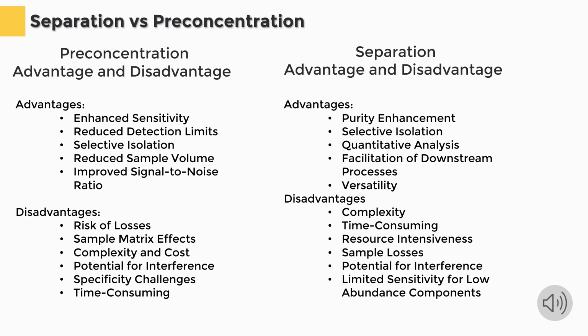On the other hand, separation methods provide advantages such as purity enhancement, selective isolation, and quantitative analysis, but they come with drawbacks like complexity, time consumption, and resource intensiveness. The factors influencing the choice include sample complexity, analytical sensitivity, time constraints, and resource availability. Ultimately, the decision should align with the specific analytical objective and the sample attributes, with the consideration of a potential combination of both techniques for optimal results.